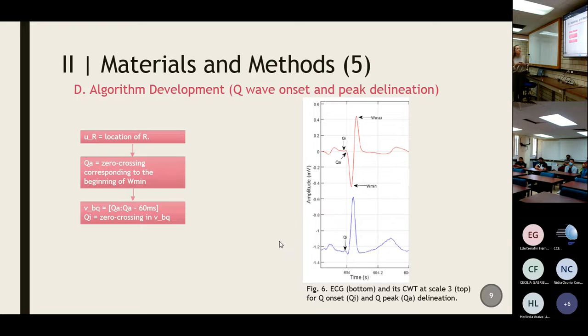Well, here for the algorithm development for the Q wave onset delineation, we use the location of the R wave peak, because from here we perform a backward search window to find the first zero crossing. Then we apply another backward search to find the second zero crossing, that will be the Q onset, that is the start of the Q wave.